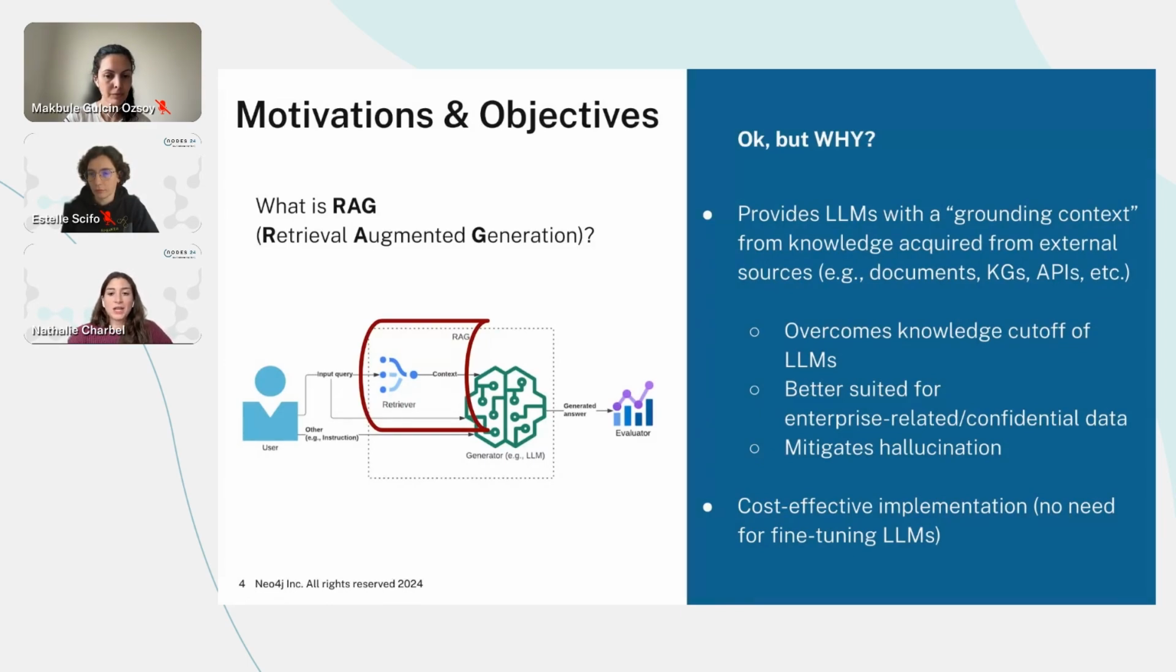So this has many advantages, but mainly it helps the LLM to overcome the knowledge cutoff. So for instance, there's plenty of knowledge that wasn't present in the training data. And there is also domain-specific knowledge and confidential data or enterprise-related data. So when you provide the grounding context, you provide this additional information and you help the LLM to answer the questions better and to reduce hallucination. It's also considered a cost-effective implementation with respect to other implementations such as fine-tuning LLMs.